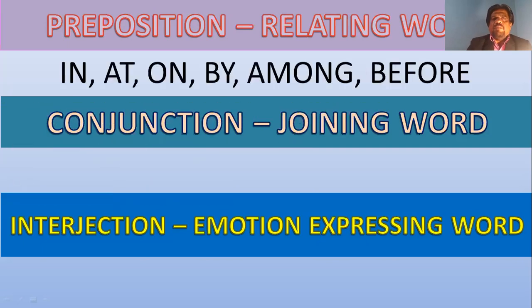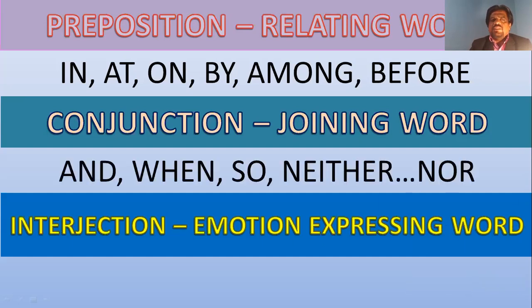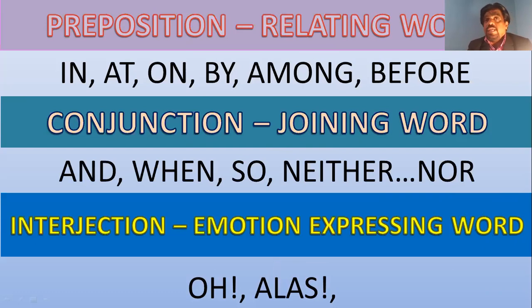Examples for preposition are in, at, on, by, among, before. We may use them later one by one. I will tell you how to use all these things when we talk about all these parts of speech one after another. Then conjunctions, examples for conjunction: and, when, so, neither, nor. There are also various types of conjunction. We will delve into it later. Interjection: oh, alas. All these words come under interjection as they are emotion expressing words.